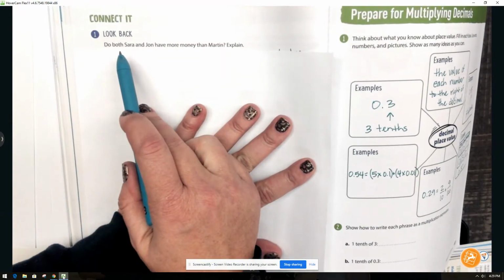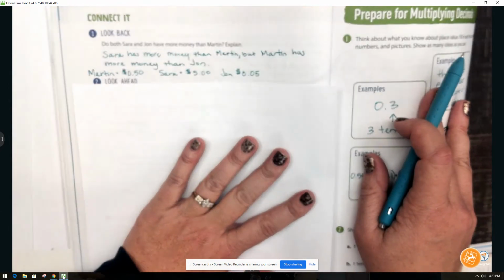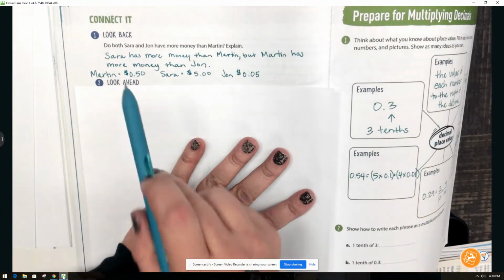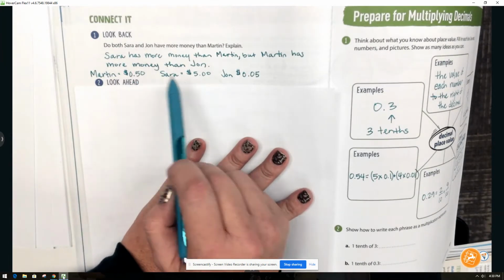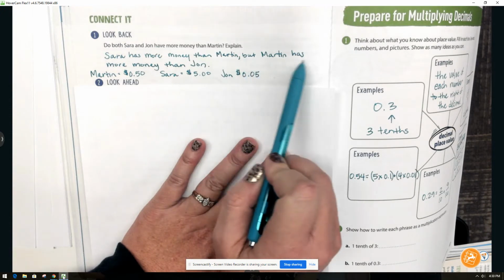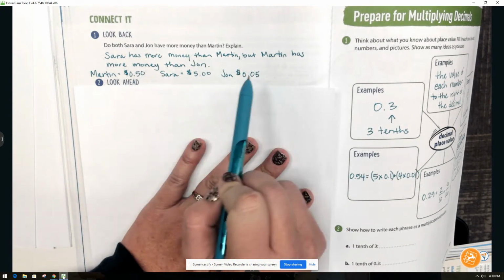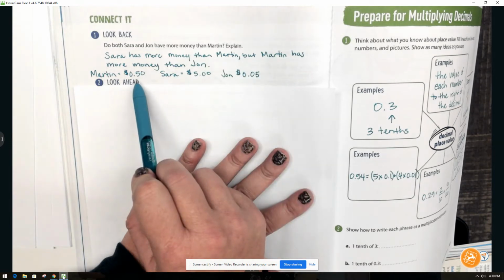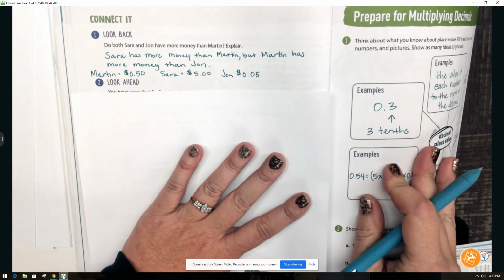So, do both Sarah and John have more money than Martin? We just talked about that. Sarah has more money than Martin because Martin has 50 cents and Sarah has $5. But Martin has more money than John, because Martin has 50 cents and John only has 5 cents. So Sarah does have more money, John does not.